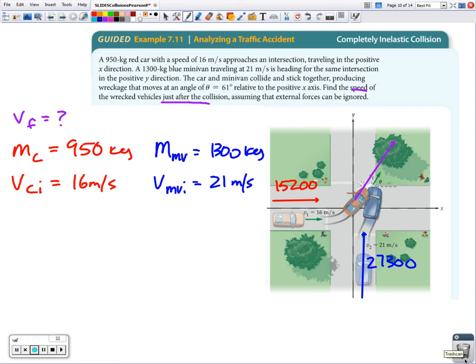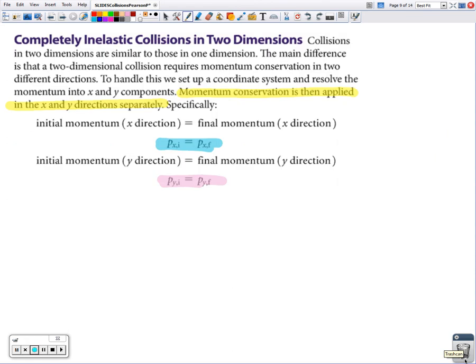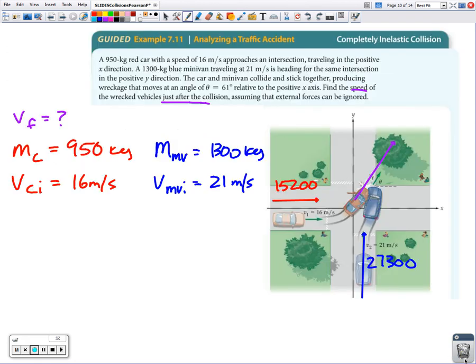Good with those numbers? All right. Just like this little section told us here, we need to conserve momentum on the x-axis and the y-axis separately. So if there is this much momentum on the x-axis before they ran into each other, there has to be that much momentum on the x-axis after they ran into each other. And if there's this much momentum on the y-axis before they ran into each other, there has to be that much momentum on the y-axis after they run into each other.